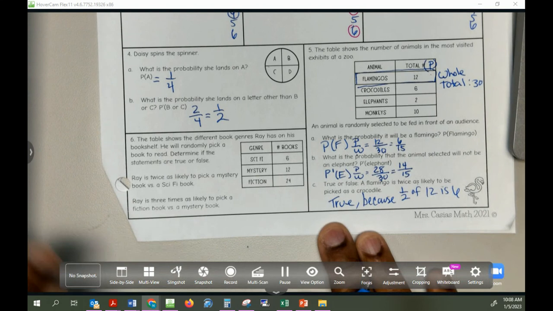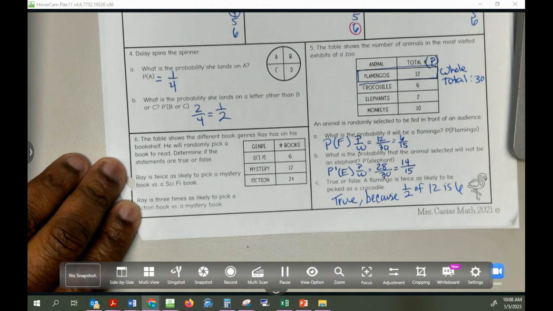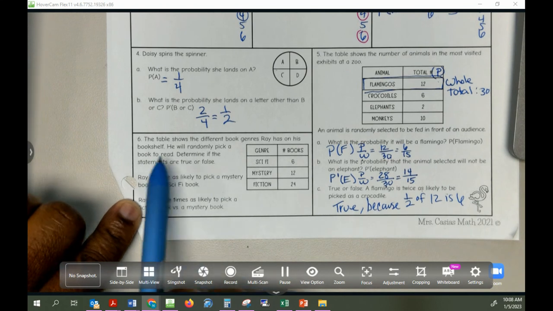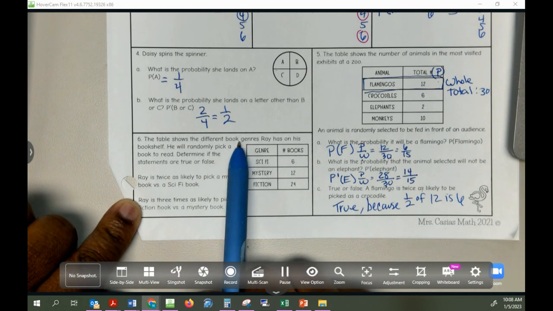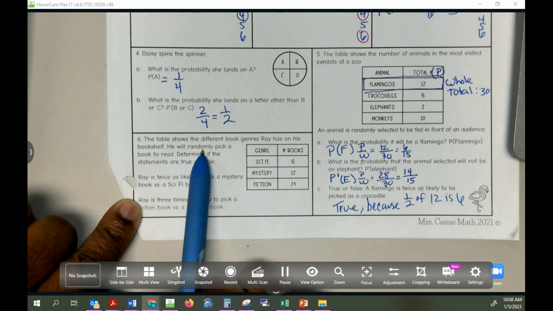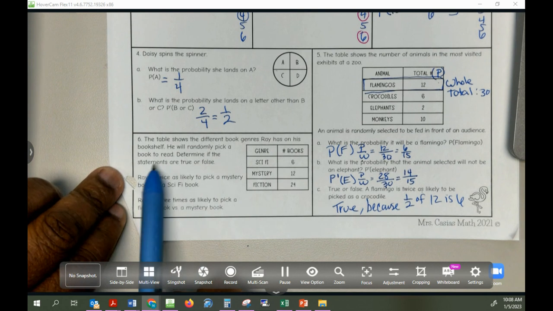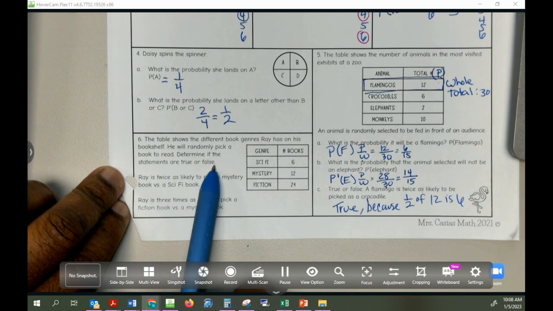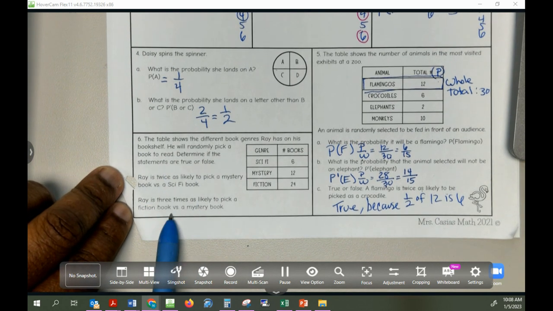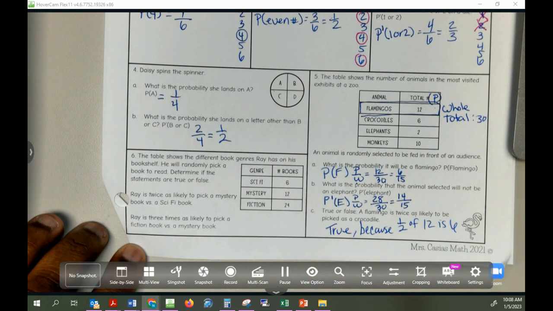All right. Let's go to the next person. We're going to get to you. We got a whole nother page. You're good. So the table shows the different book genres Ray has on his bookshelf. He will randomly, voices off, pick a book to read. Determine if the statements are true or false. I would like for you to go ahead and answer these for yourself and then thumbs up and let me know when you're ready to share.